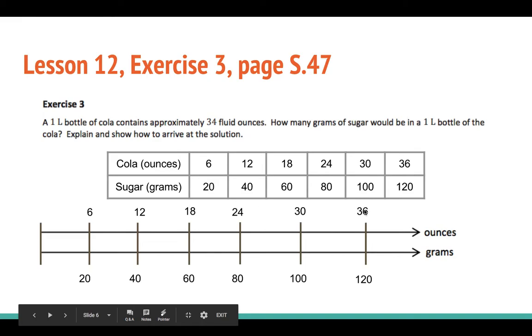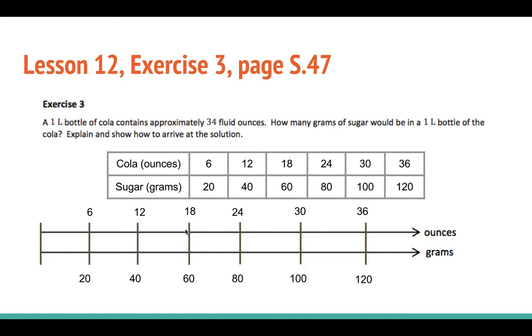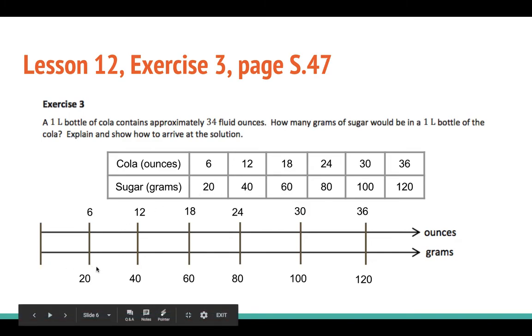Okay, so once again, I have my double number line diagram, which is basically 2 arrows. The top arrow, or the top number line, represents my first row of numbers here from my ratio table, and the bottom number line represents the values or the corresponding numbers that go down below here.